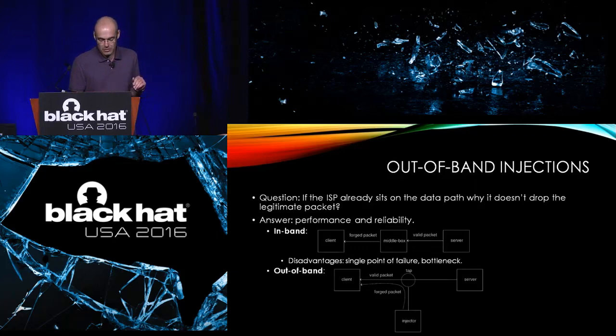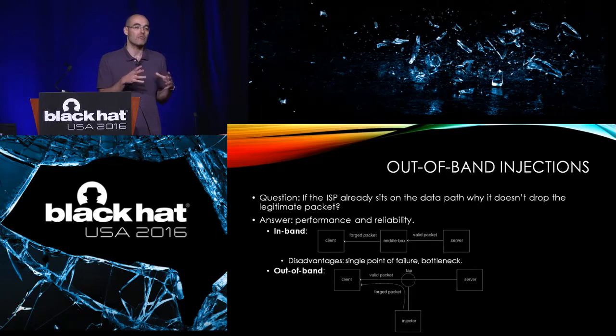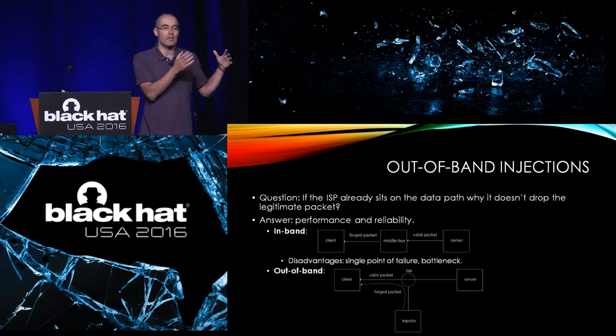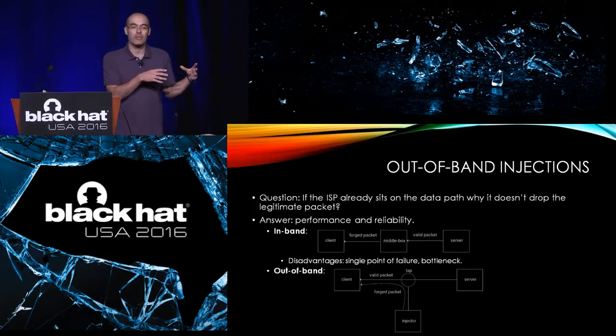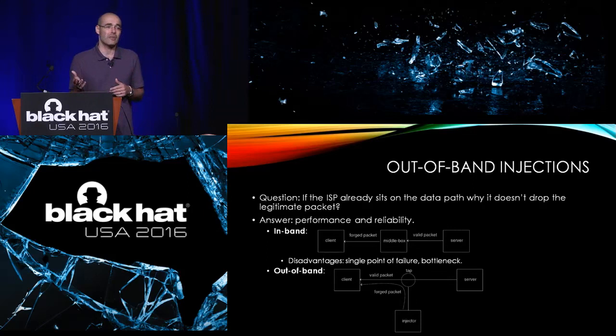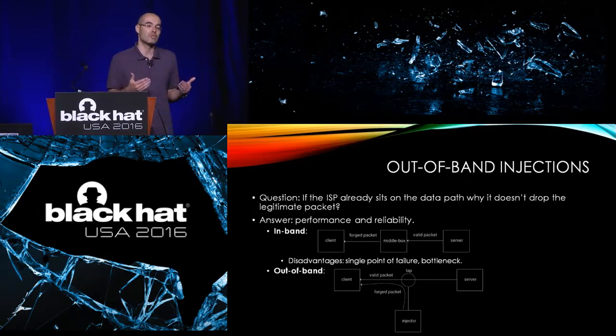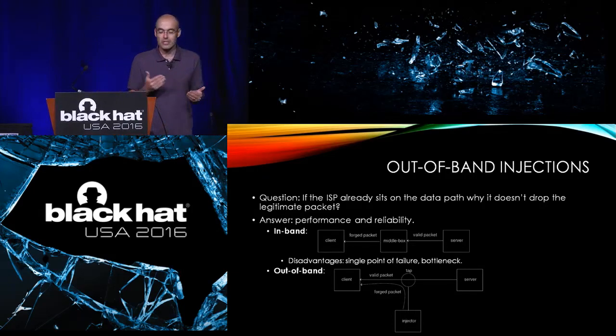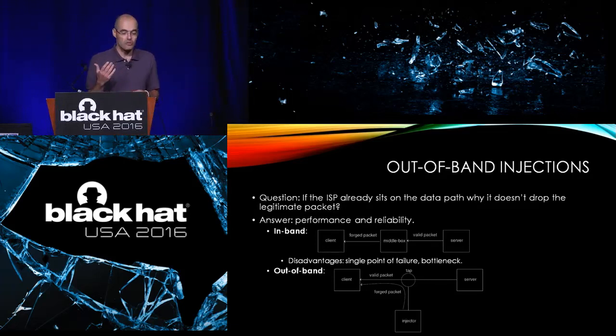This is why they much prefer to do this kind of injection out of band, by just placing a tap or port mirror that copies all the production traffic to the injector functionality, which decides when to inject the packet. And if this injector functionality fails or becomes loaded, then it doesn't interfere with the flow of the production traffic, and it is much less risky for the network operator. So this is why they prefer to do an injection out of band, and the legitimate packets do not get dropped.